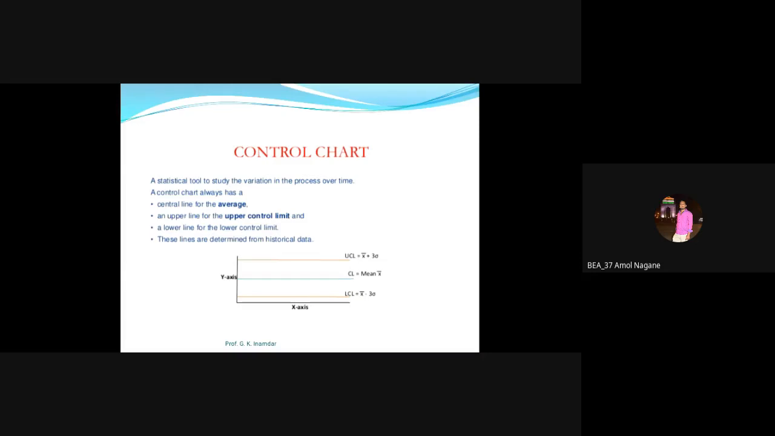This is a basic control chart, with x axis and y axis. These are the alternatives, or variables we can say.